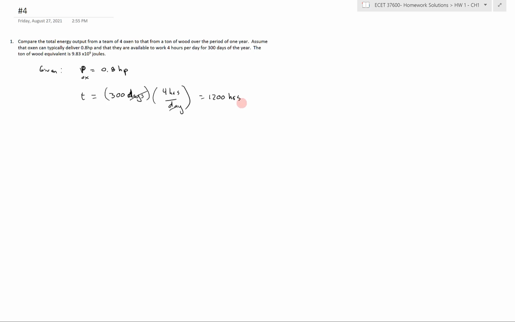We were told that we have 4 of them, so there are 4 oxen total. I don't have a symbol for that. I don't know that there's an SI symbol for quantity of oxen, but we have 4 of them, so we'll just write that down. And then we were also told that we have 1 ton of wood, and we were given the joule equivalent. 1 ton of wood is equal to 9.83 times 10 to the 9th joules.